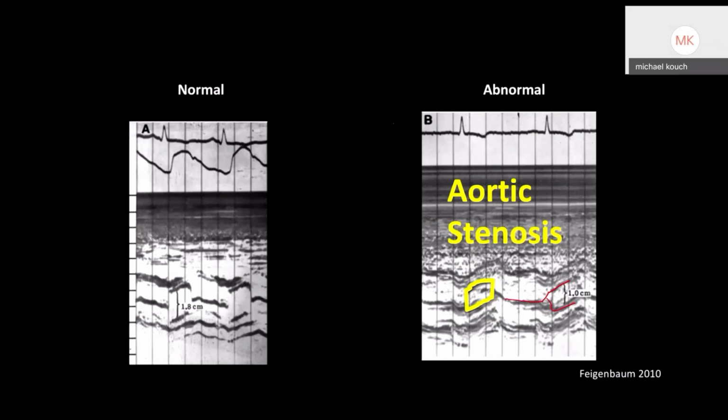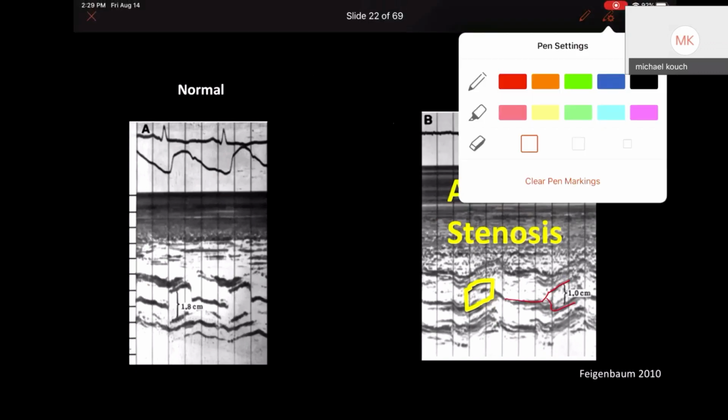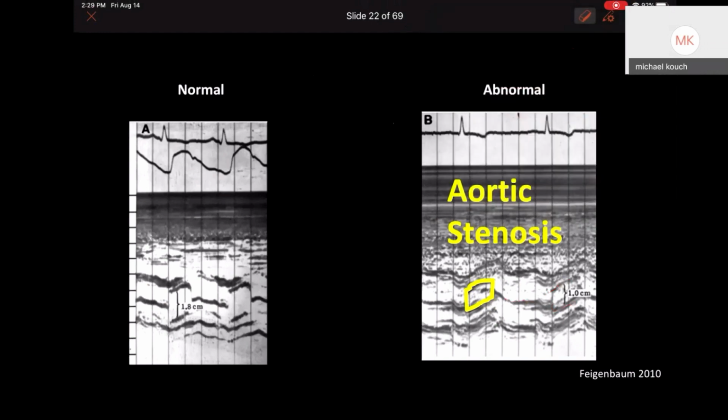We also can see here, see how thick these leaflets look compared to normal? So these leaflets are pretty normal here, but they're thick and there's shadowing and haziness there. And that's most consistent with aortic stenosis and a calcified valve as well.